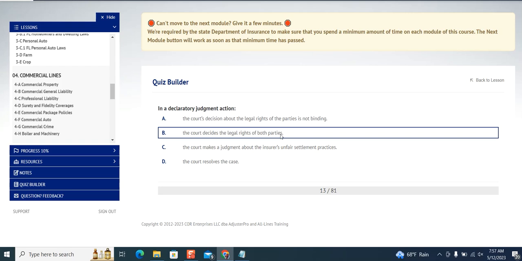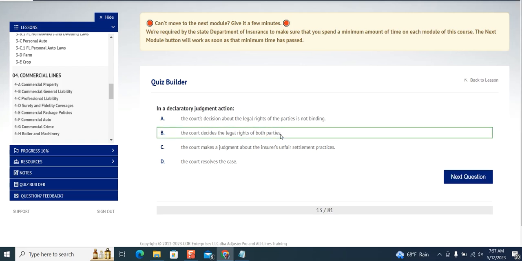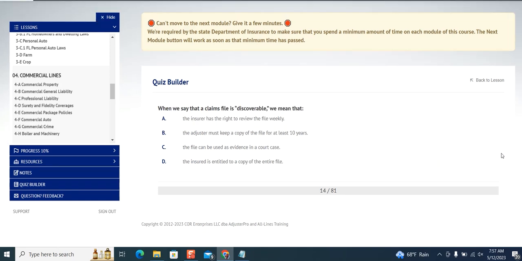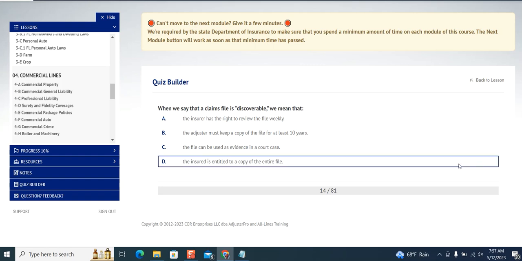And this right here, I don't have a clue. When we say that a claim file is discoverable, we mean that the insurer has the right to review the file weekly. The adjuster makes a copy of the file for at least 10 years. The file can be used as evidence in a court case. The insured is entitled to a copy of it. I think it's C.